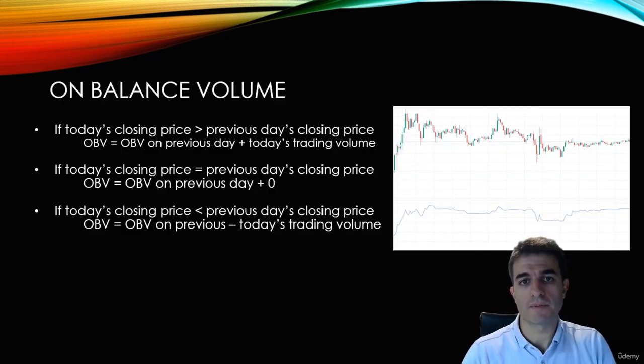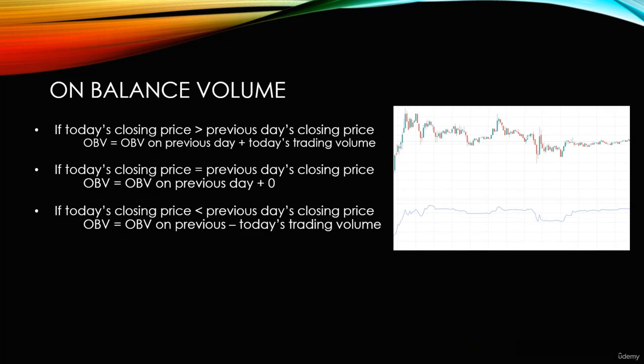The OBV helps traders confirm trends by analyzing volume changes. So we'll calculate and interpret OBV and show how it can be used to identify accumulation and distribution. So how do we calculate the OBV? If today's closing price is greater than the previous day's closing price, OBV is equal to the OBV on the previous day plus today's trading volume. So it's somehow a cumulative of the trading volume, the normal trading volume.